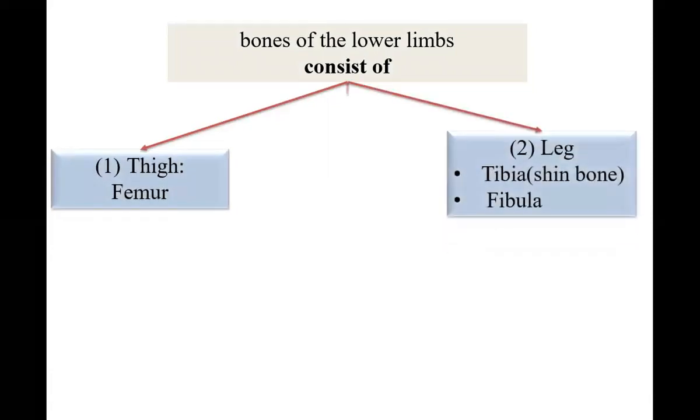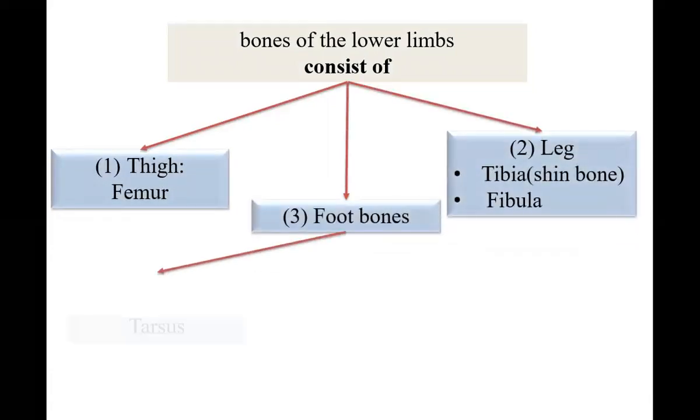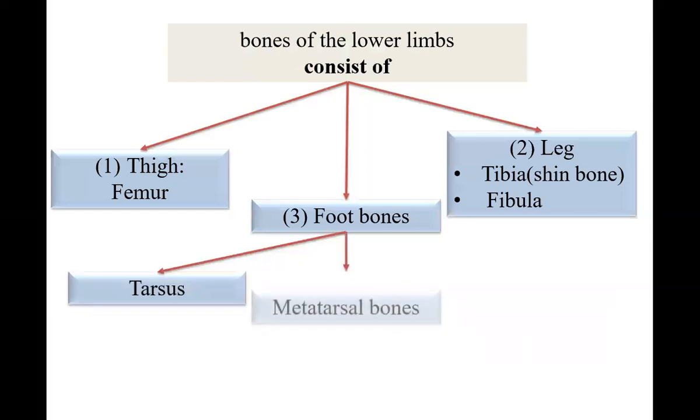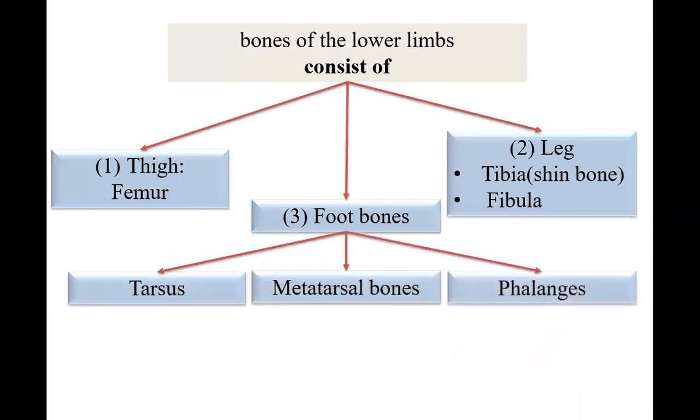Now coming to the bones of the lower limb. Just like we studied the bones of the upper limb. What are the bones of the upper limb? The humerus, radius, ulna. Then we studied the carpals, metacarpals, and the phalanges in the hand. Similarly, we also have similar types of bones in the lower limb. So which are those?